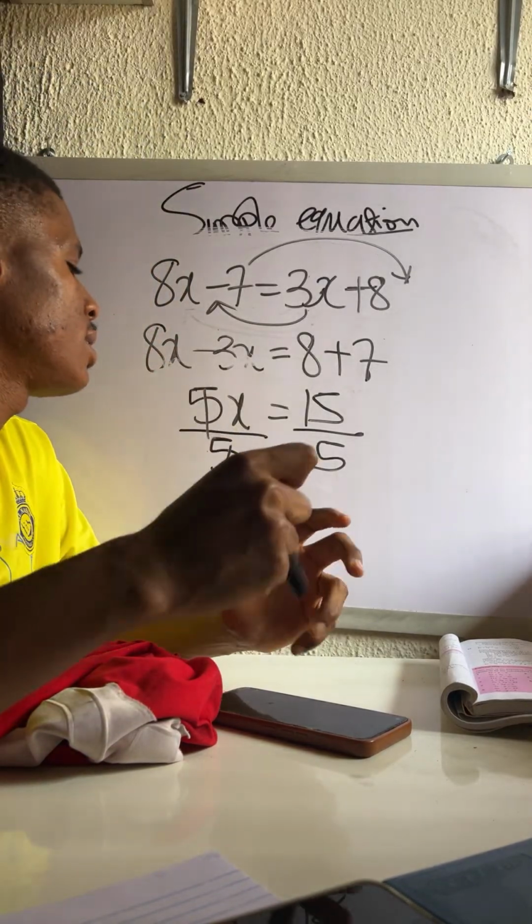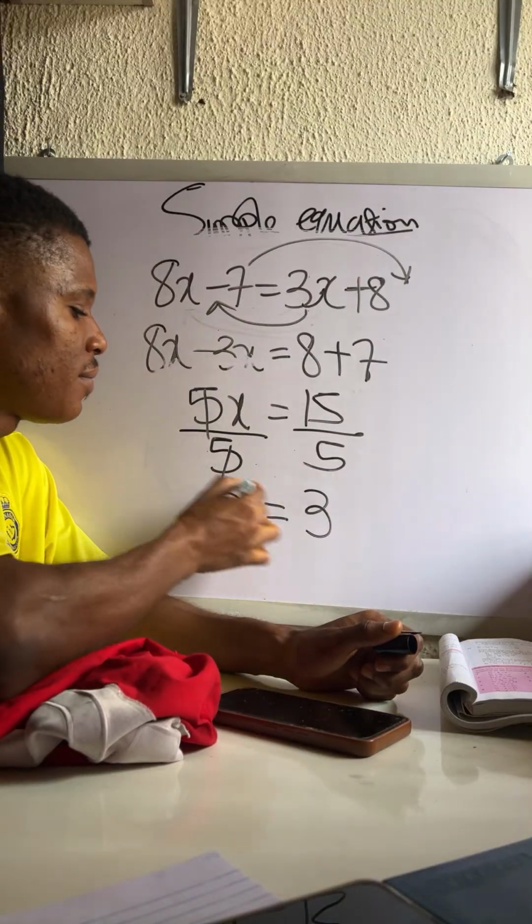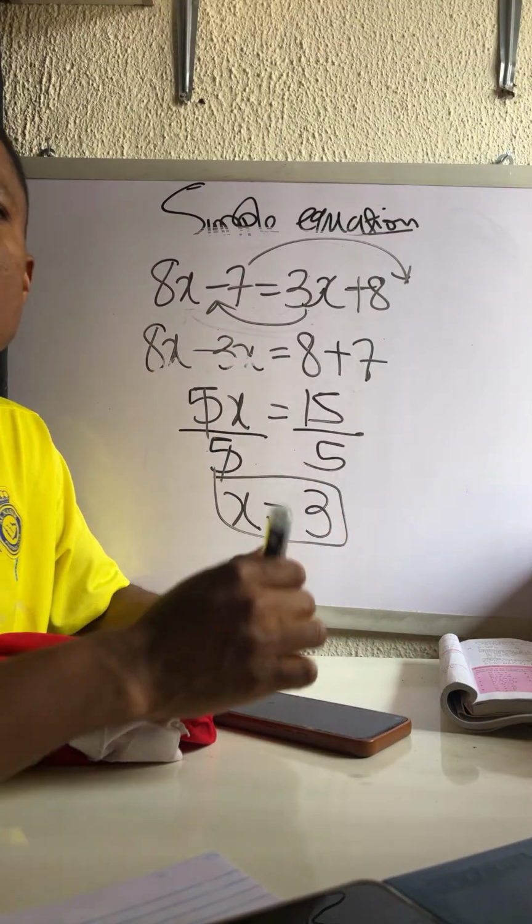15 by 5, what was it? 15 by 5 is 3. You have it as 3, okay? So that's the correct answer.